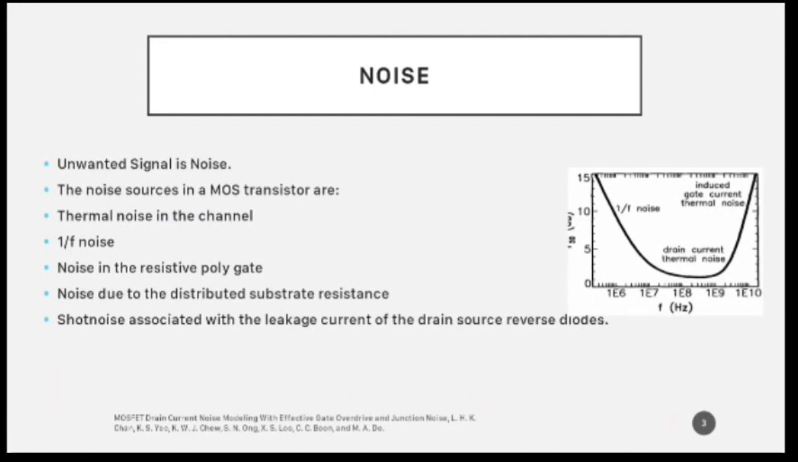Noise. What is noise? Noise in MOSFET refers to unwanted fluctuations or disturbances in the electrical signal passing through the device. So noise sources in MOS transistors are thermal noise, 1/f noise. So 1/f noise is also known as flicker noise. It dominates at lower frequencies. Noise in the resistive polygate, noise due to the distributed substrate resistance. And shot noise. So shot noise arises from the discrete nature of charge carriers, which becomes significant at high currents.